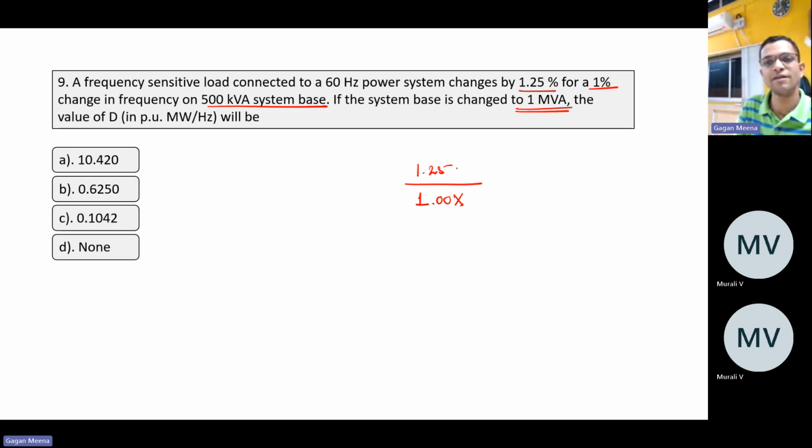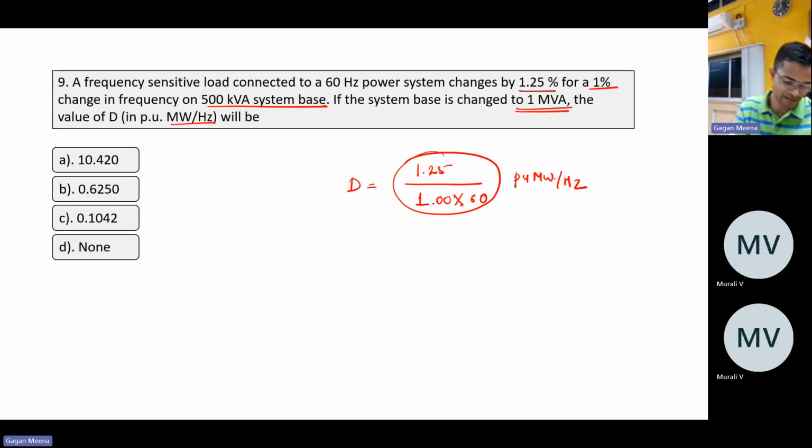Also, you need to convert. So this is megawatt per hertz. No, that's per unit, right? Per unit megawatt per hertz. Power value is in per unit. So this will be D, right? In per unit megawatt per hertz. Correct?